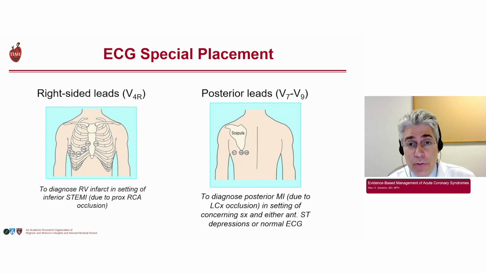So in someone who comes in with inferior ST elevations, while you're activating the cath lab, you can choose to get a right-sided lead and look, and if lead V4R has elevation, that suggests the right ventricle is ischemic.